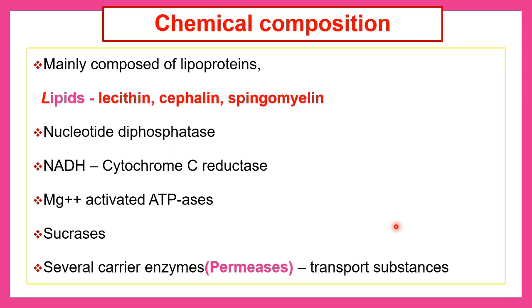Chemical composition of the endoplasmic reticulum. The endoplasmic reticulum consists of various substances, mainly lipoproteins, lipids like lecithin, cephalin and sphingomyelin, and nucleotide diphosphatase, NADH cytochrome reductase, magnesium-activated ATPases, sucrases and several carrier enzymes are also present in the lumen of the endoplasmic reticulum. These enzymes, like permeases, can carry substances from one place to another.